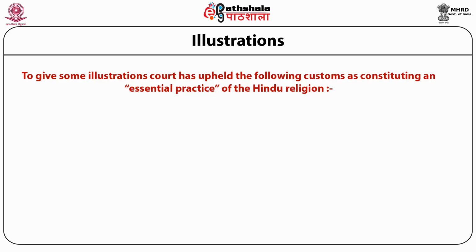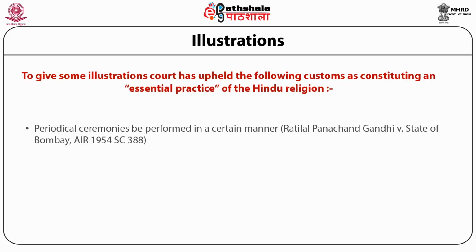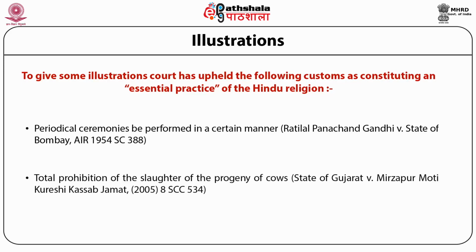They have held that periodical ceremonies to be performed in a certain manner is a part of the Hindu religion. And they've interestingly held that the total prohibition of the slaughter of the progeny of cows, the offspring of cows, is also an essential practice. A total ban on the slaughter of the progeny of cows is an essential practice of the Hindu religion.